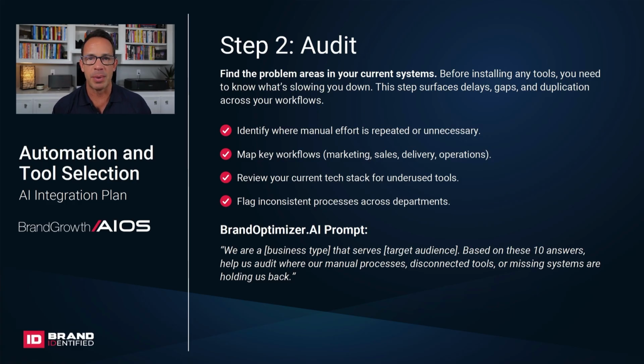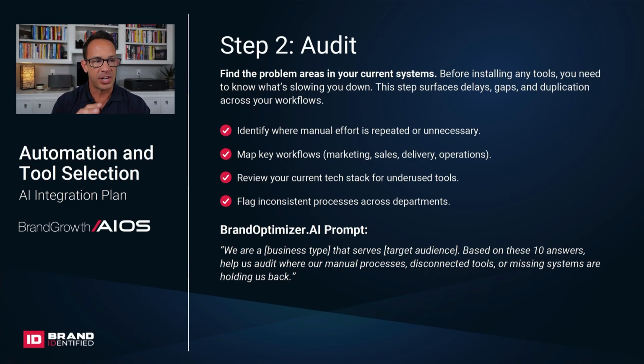Now, with this step of the framework and all upcoming steps in this framework, I've given you an AI prompt to help you with your strategy. More specifically, I've given you a BrandOptimizer.ai prompt. Now, Brand Optimizer is a custom GPT that I've developed over at Brand Identified after working with hundreds of clients for the past 25 years. So I want to make sure that you're taking this prompt and all upcoming prompts and adding them into BrandOptimizer.ai, not just regular ChatGPT or another large language model. They do not have access to the Brand Identified knowledge base, so you won't get that benefit.